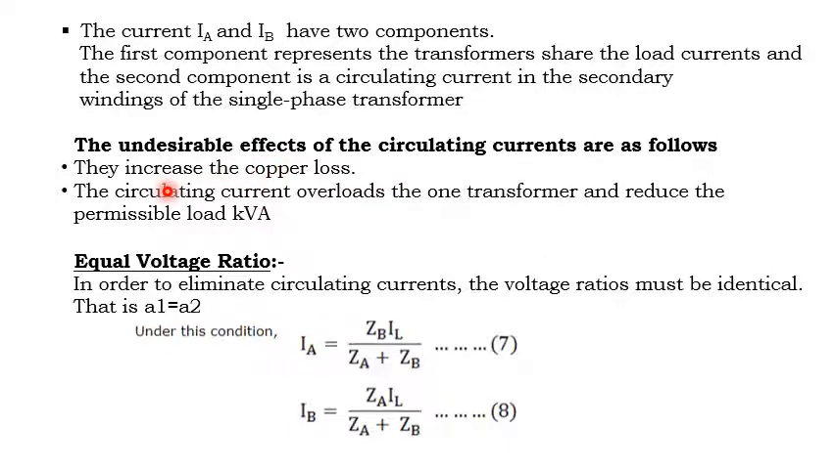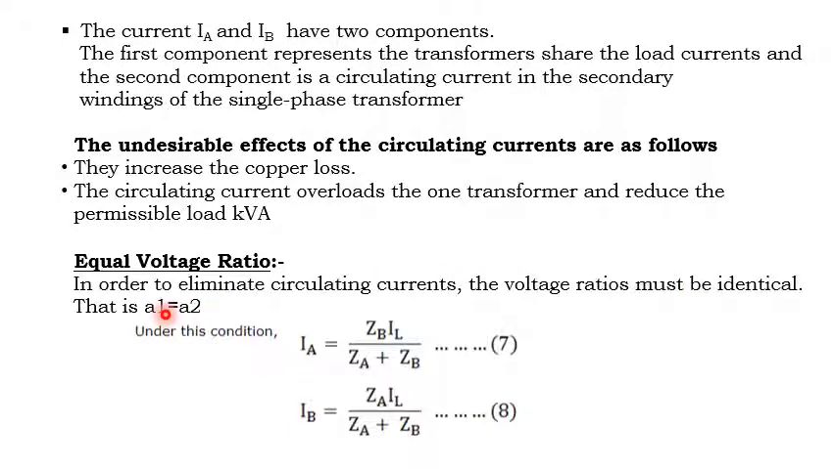The first effect is that it increases the copper loss. The second effect is that the circulating current overloads one transformer and reduces the permissible load KVA. In order to avoid these effects, we need to eliminate this circulating current. How to eliminate it? We consider equal voltage ratio. In order to eliminate circulating current, the voltage ratios must be identical.